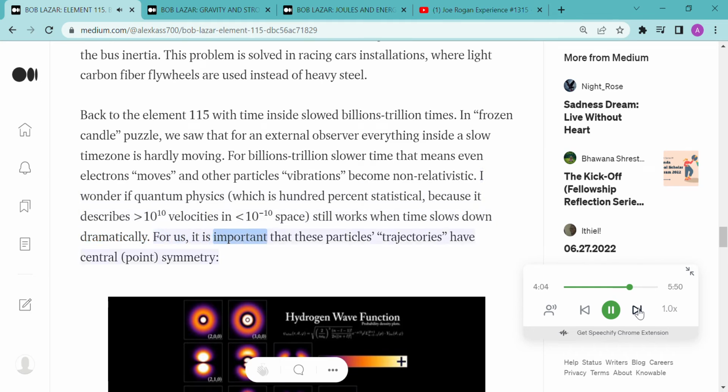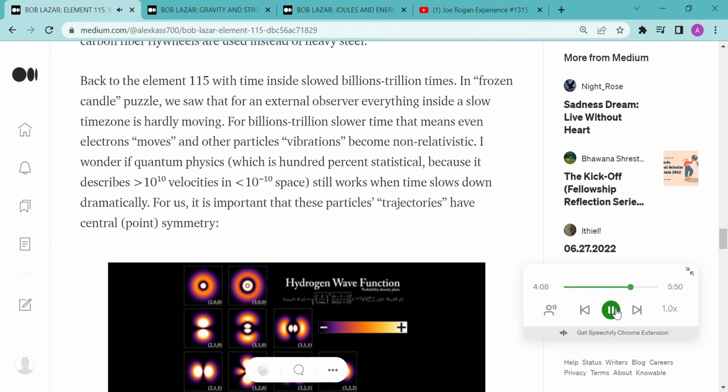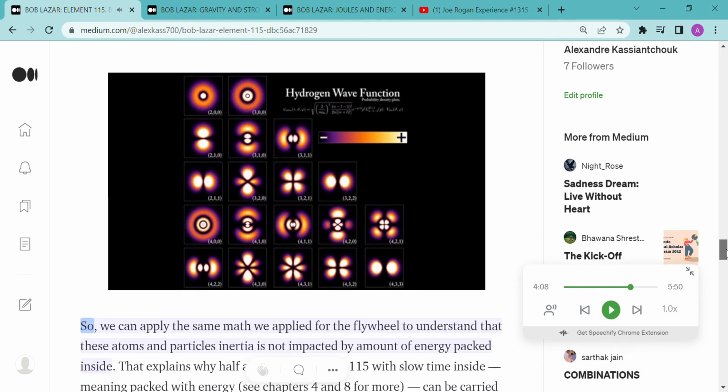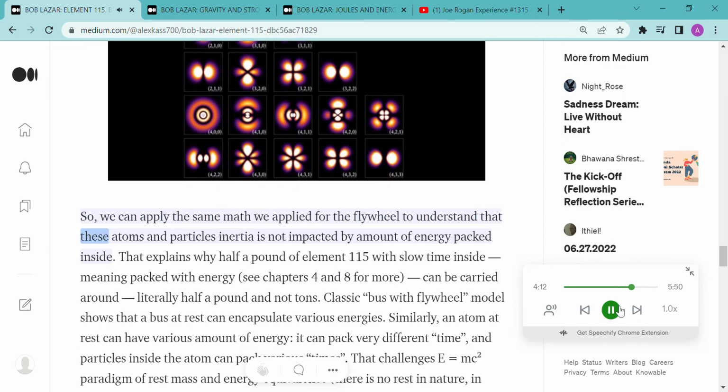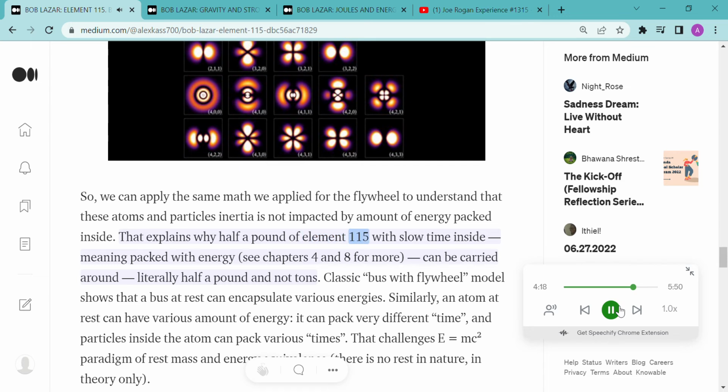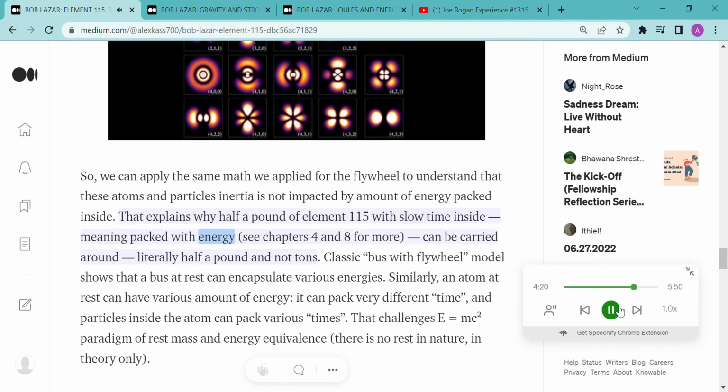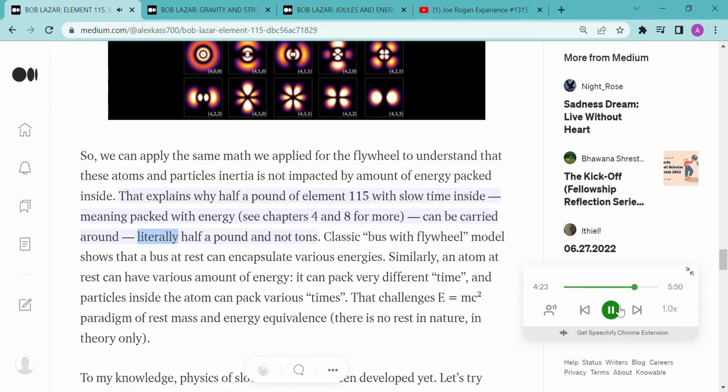For us, it is important that these particles' trajectories have central point symmetry. So, we can apply the same math we applied for the flywheel to understand that these atoms and particles' inertia is not impacted by the amount of energy packed inside. That explains why half a pound of element 115 with slow time inside, meaning packed with energy, see chapters 4 and 8 for more, can be carried around, literally half a pound and not tons.